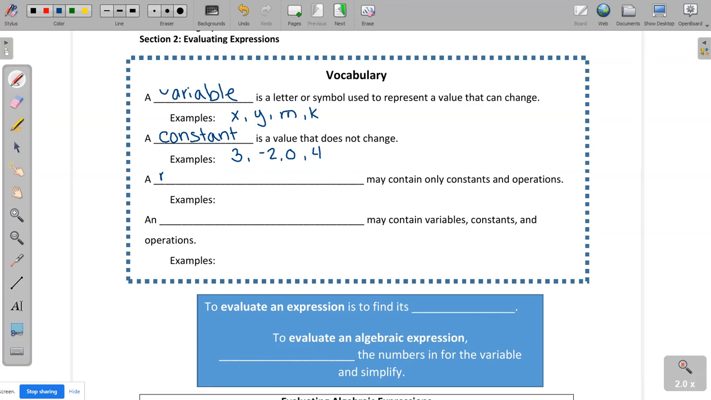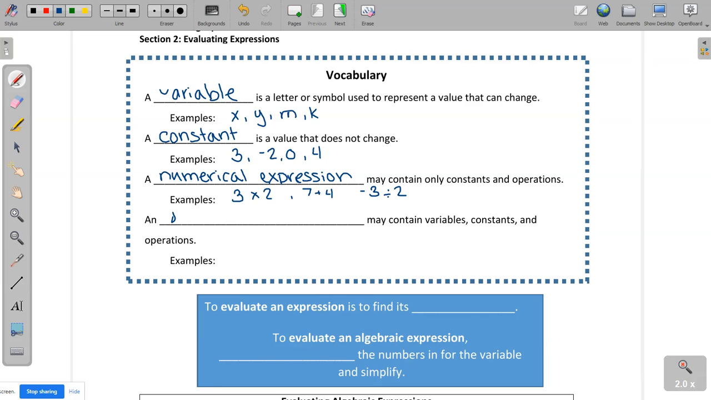A numerical expression may contain only constants and operations. So that's going to look like 3 times 2. So it's numbers with the operation, or 7 plus 4. There's no variables involved. Or -3 divided by 2.